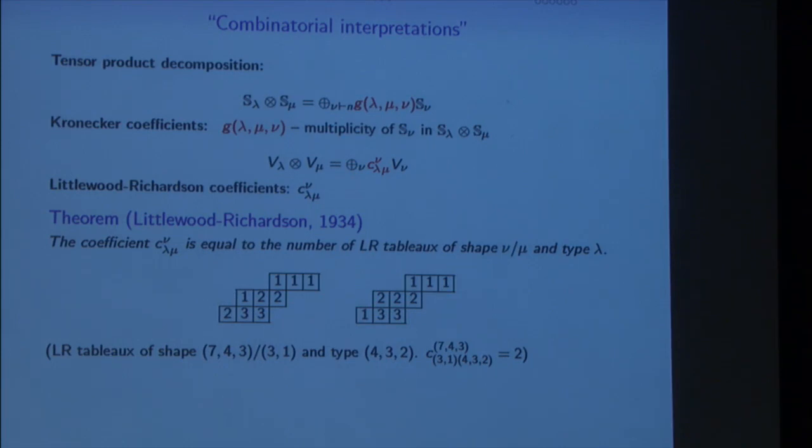What is the shape λ/μ? So this is a skew shape. The skew shape is obtained by taking the outer partition, the bigger shape, and then removing everything that belongs to the small partition from inside. So we are just looking at the boxes that belong to the big partition, but not to the small partition.